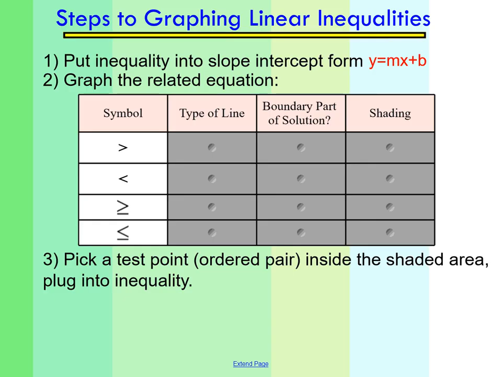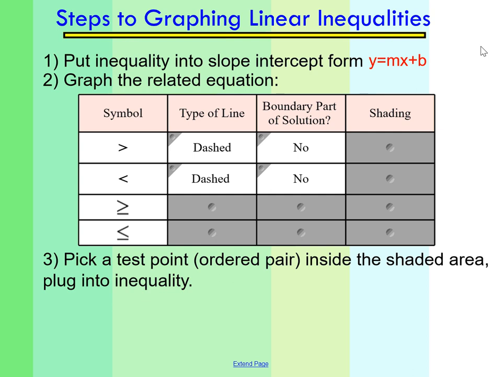Steps to graphing linear inequalities are as follows. Step 1 is to put your inequality into slope-intercept form, just like we did for our graphing linear equations. We have some different things here. If we have a greater than sign, our type of line is going to be a dashed line. If we have a less than sign, it's still going to be a dashed line. That means that if we had a dot that was on the dashed line, it would not be part of our solution set.